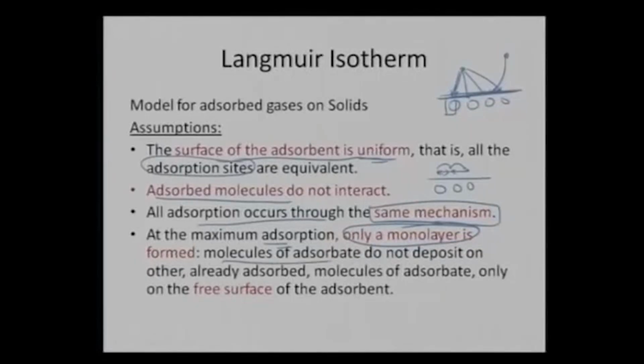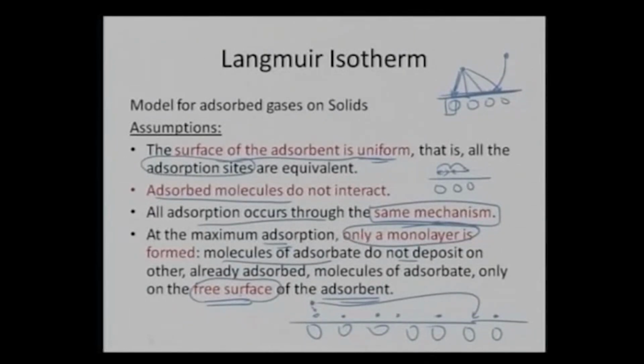Molecules of adsorbate do not deposit on the already adsorbed molecules of adsorbate, and they deposit only on the free surface of the adsorbent. So if I have a surface where certain molecules or ions or atoms are already deposited here, a second atom may not sit here, it might go to some available site and then sit there. So that is how adsorption of a molecule on a free surface works.